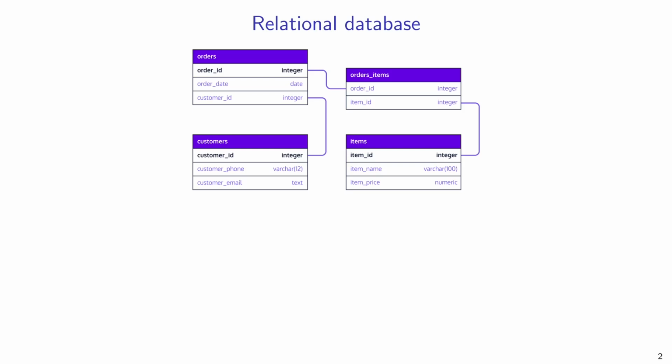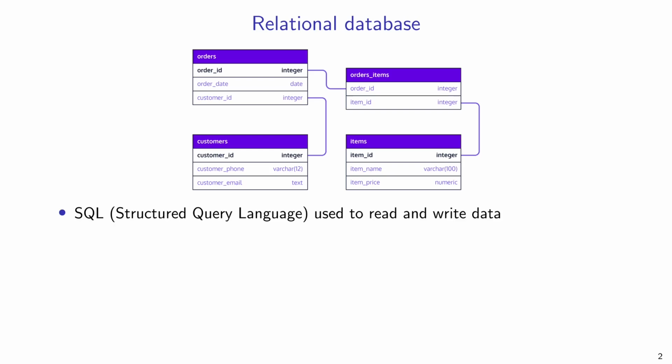The idea here is that we can store data in a database that may consist of several tables. Each table can have one or more columns that store data of a specific data type. And these tables can store millions of rows, records, or entries, however we choose to call them. So, in the context of relational databases, SQL, or structured query language, is a standard language used to read and write data in such databases.